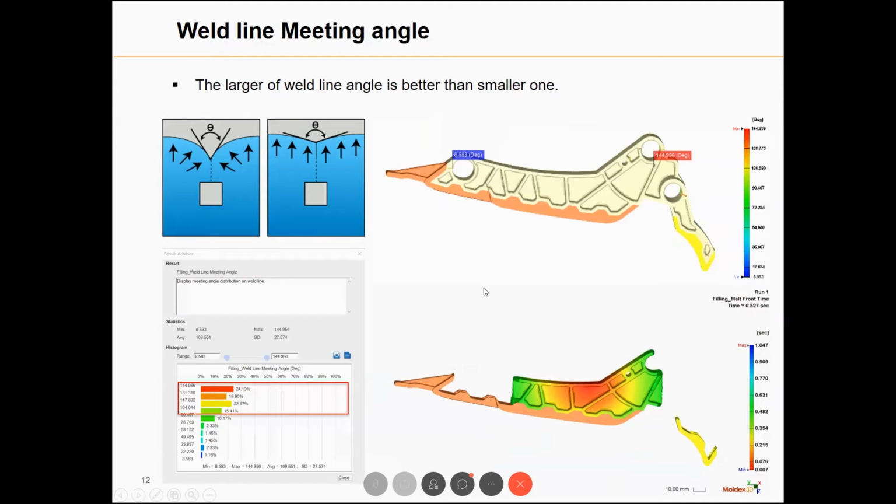The other way to check the weld line is by the weld line angle. The weld line meeting angle is the meeting angle between the two melt fronts. In general, the larger the weld line meeting angle, the stronger the weld line will be. For the same example, we can see most of the weld line angles are scattered in the larger angles in this example.